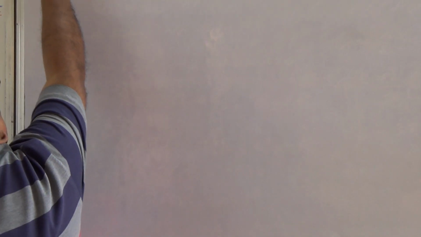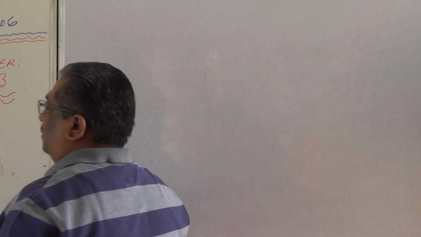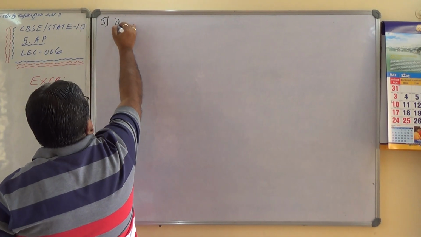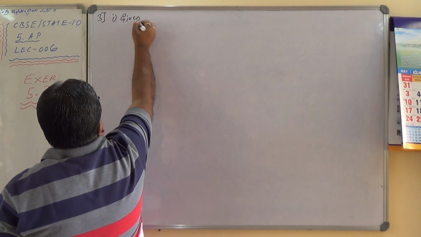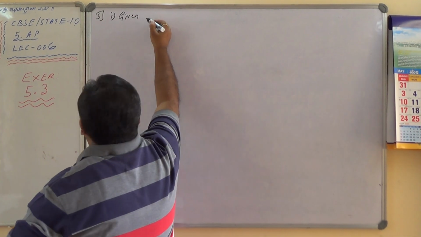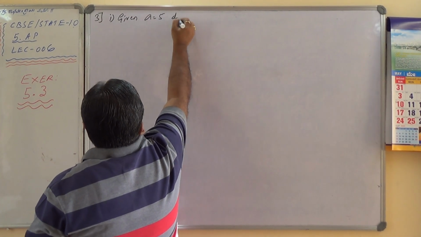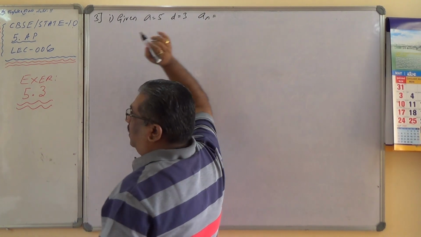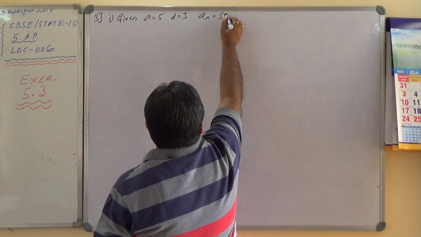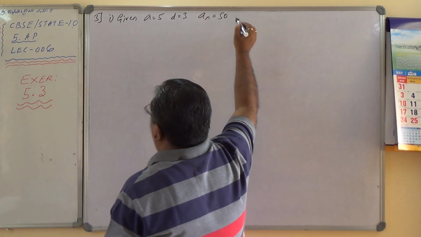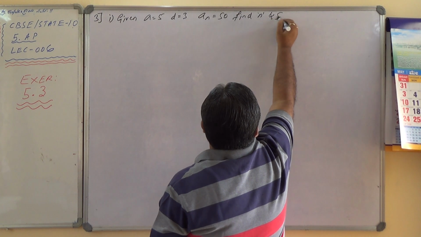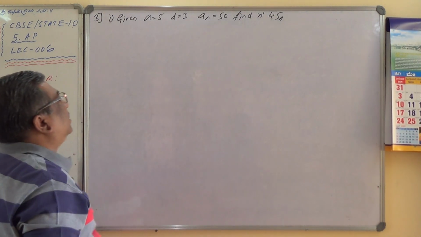Third one, what is the question asked? In an AP, first is given, A equals 5, D equals 3, AN equals 50, okay, and find N and Sn. Find N and Sn. This is the question asked.